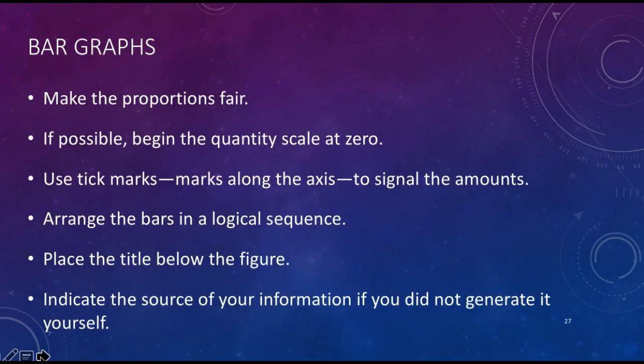Bar graphs. Make sure the proportions are fair. If possible, begin the quantity scale at 0. Use tick marks, marks along the axis, to signal the amounts. Arrange the bars in a logical sequence. Place the title below the figure. Indicate the source of your information if you did not generate it yourself. You kind of seeing a pattern here?